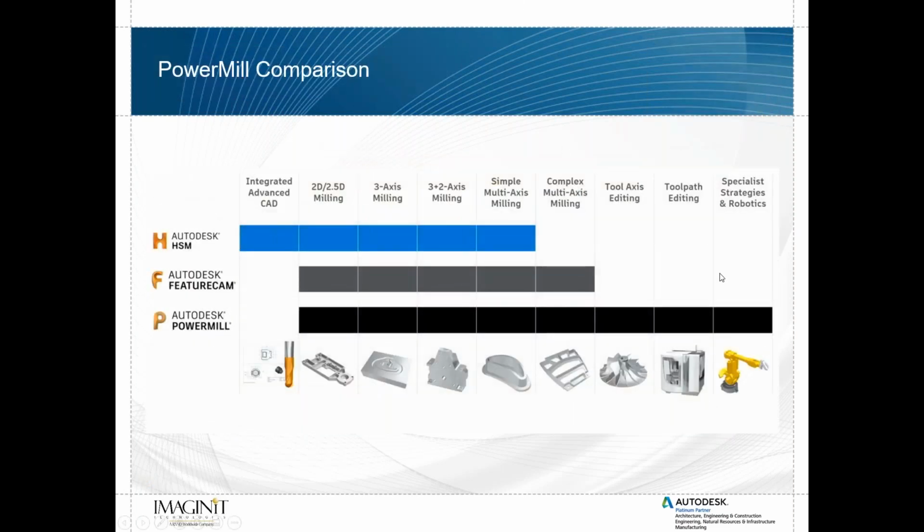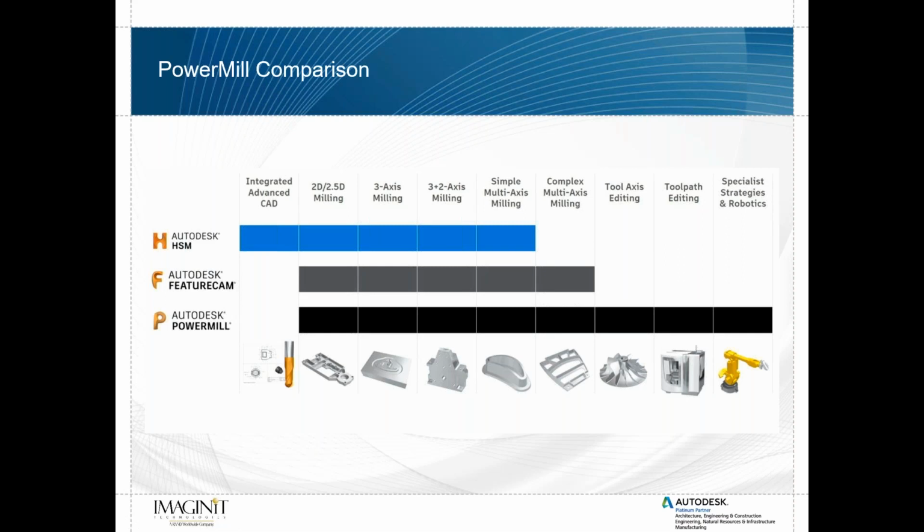So looking at where PowerMill falls in, if you're not familiar with it already, basically if you are coming over from Inventor HSM or something similar like Fusion CAM, that's where you get the integrated CAD, which means if you make an update to the model, it automatically can update the toolpath really quickly. Everything is saved within one file type.